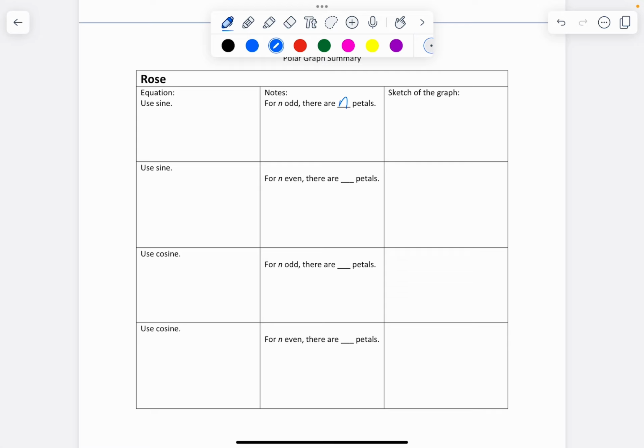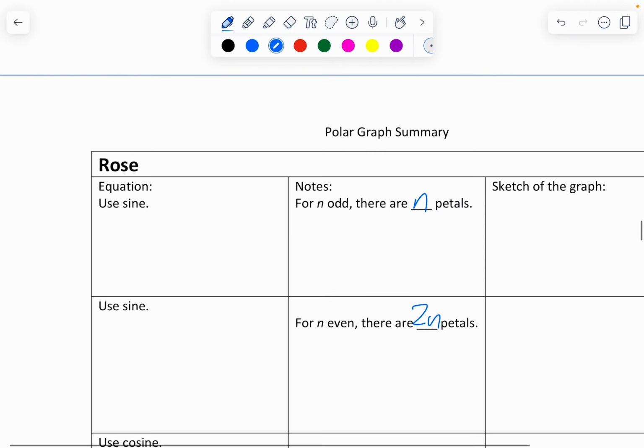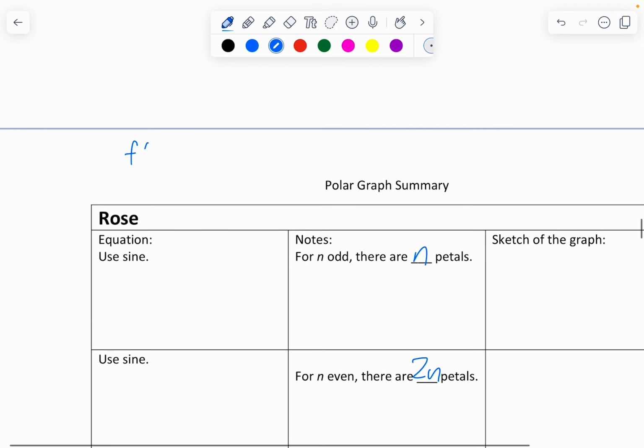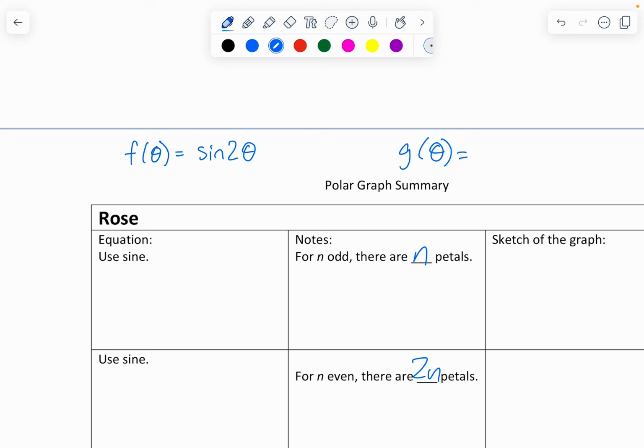If n is even, there are 2n petals, and that's the same for sine and cosine. But let's say I have f of theta is equal to sine of 2 theta, and then I have g of theta is equal to cosine of 2 theta. Both of these roses have petals with a length of 1, and then if I say f of 0, sine of 0 is 0.